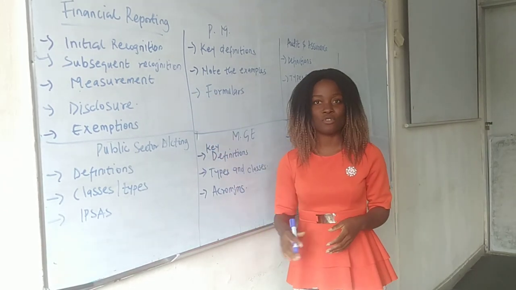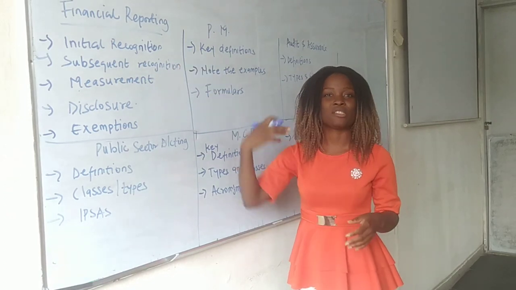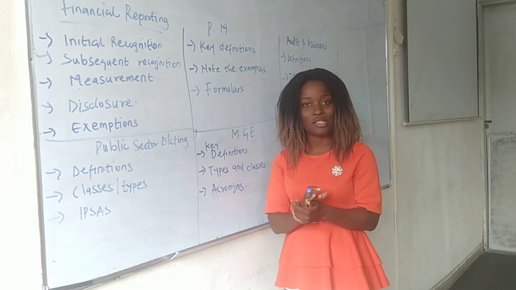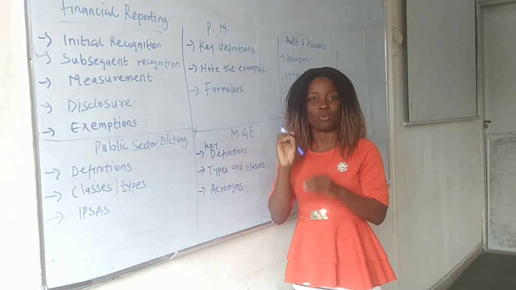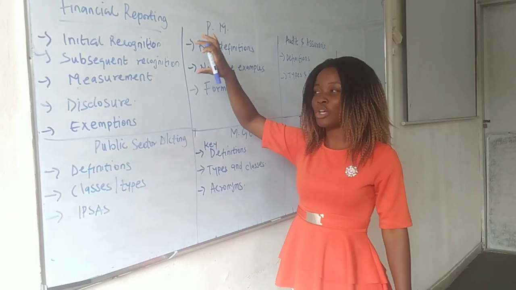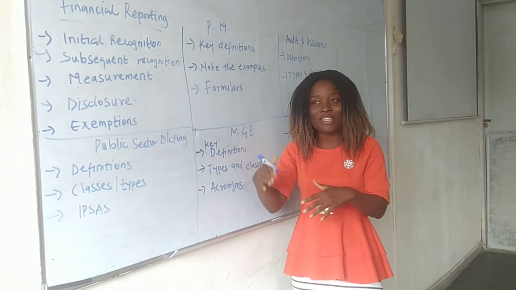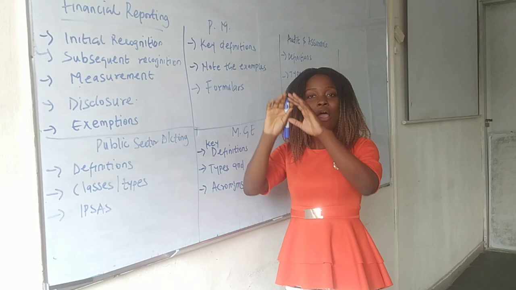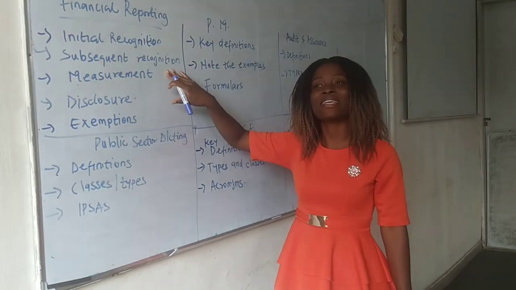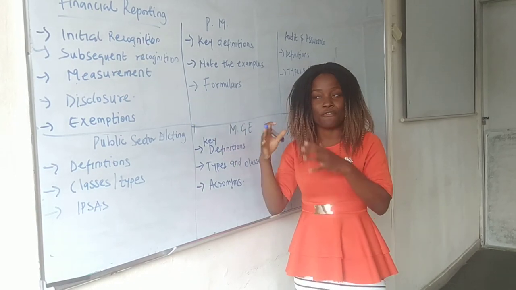First things first, you have to know the initial recognition for each standard. For IAS 2, the initial recognition is the lower of cost or net realizable value. That's what you have to know, the initial recognition for each standard. Then you have to know the subsequent recognition. If there is other relevant information in that standard that you need to know, then you have to know how it is measured, like where you get your figures from.